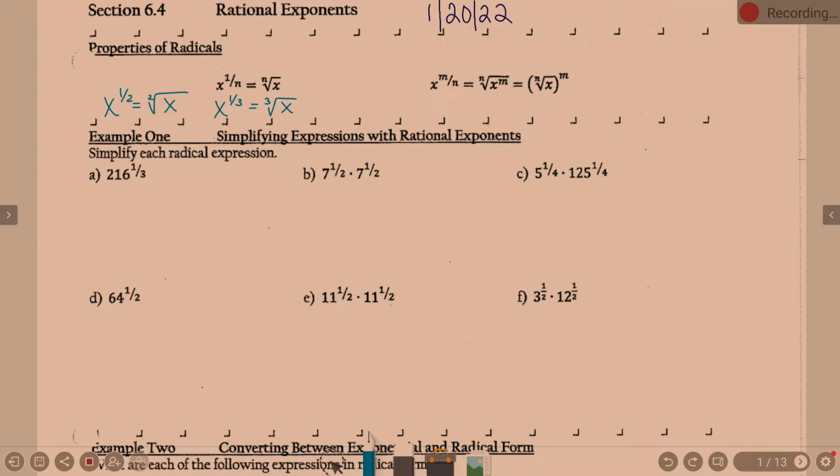Because we're used to seeing x to the 3rd. We know what x to the 3rd is: x times x times x. We're not used to seeing x to the 1/3. And so that's the new part.